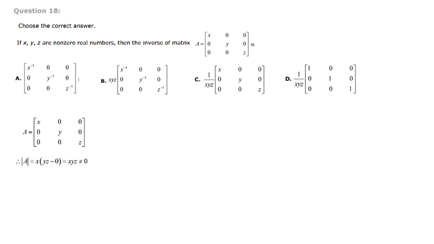So first we have to find the cofactor matrix. Then we have to calculate adj A. Adj A divided by determinant A will be the answer. So you will try this.